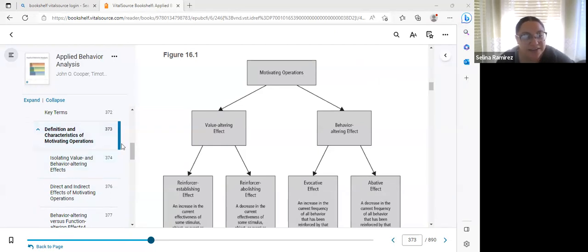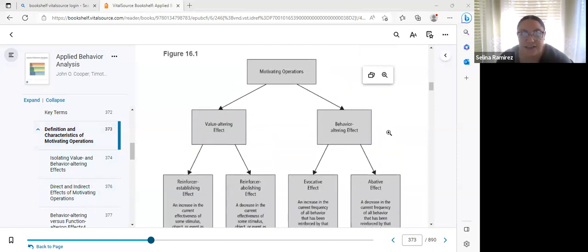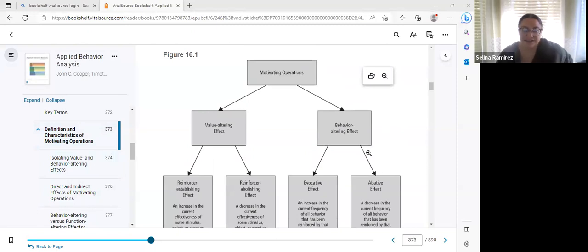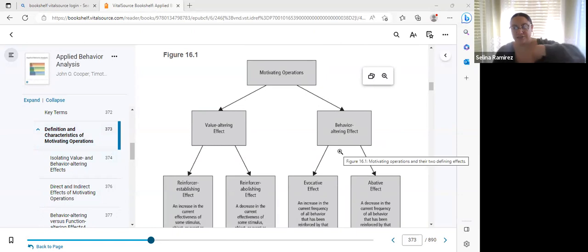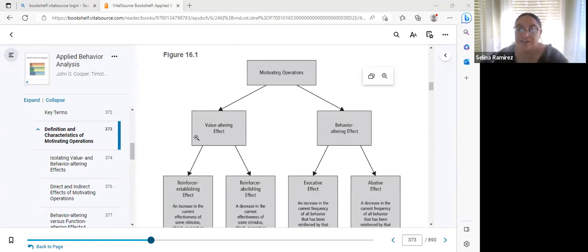So now we're going to talk about the difference between behavior altering and value altering. This little graph gives us a nice difference between the two, because you can manipulate the motivation to change the value of a reinforcer, or you can also manipulate the MO to change the behavior. They're two different things.